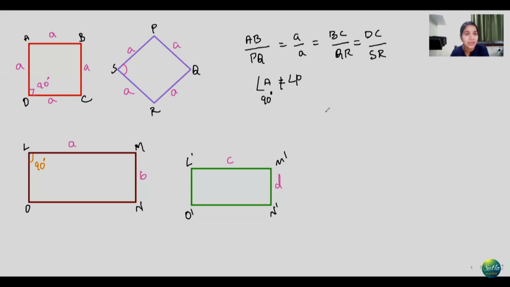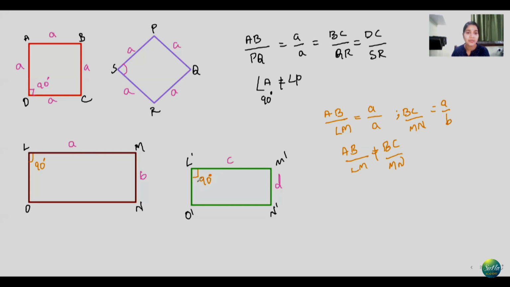Let us consider AB by LM. Here both the lengths have A units, that is A by A. Now if you talk about the breadth, BC by MN, it equals A by B. So clearly AB by LM is not equal to BC by MN. So we can conclude that a square and a rectangle are also not similar figures.